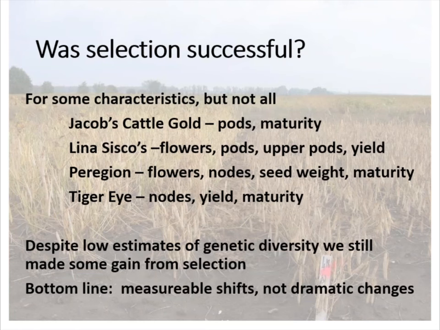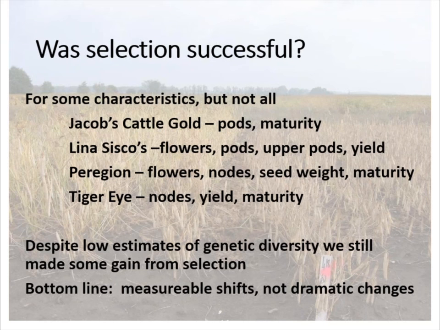So what did we find? Were those 6 better than the 60 that they came from? Well, for some, we did make gain from selection. So Jacob's Cattle Gold, we were able to select plants with more pods and earlier maturity. Lena Cisco's, we made some gains in some things, and you can see them there.